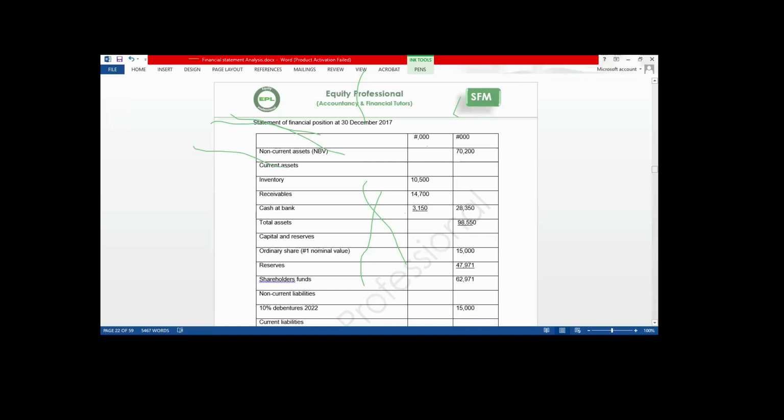Is that clear? You cannot bring in a view which is not in the question. The proceeds are used for expansion. They are not used to repay the existing debt. Fair enough.